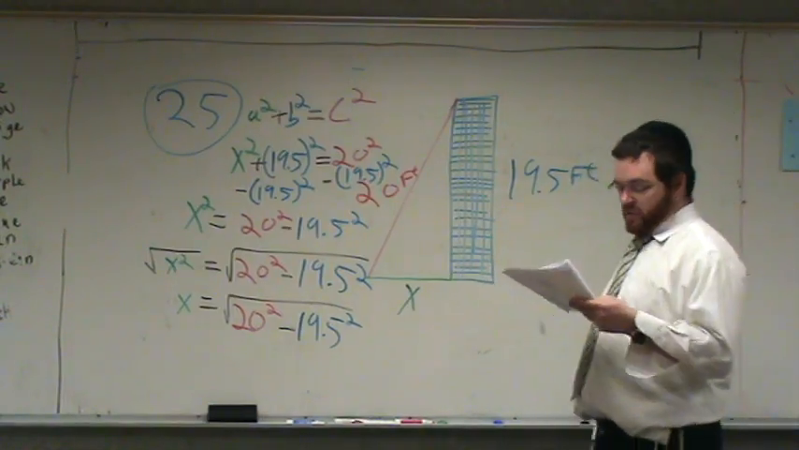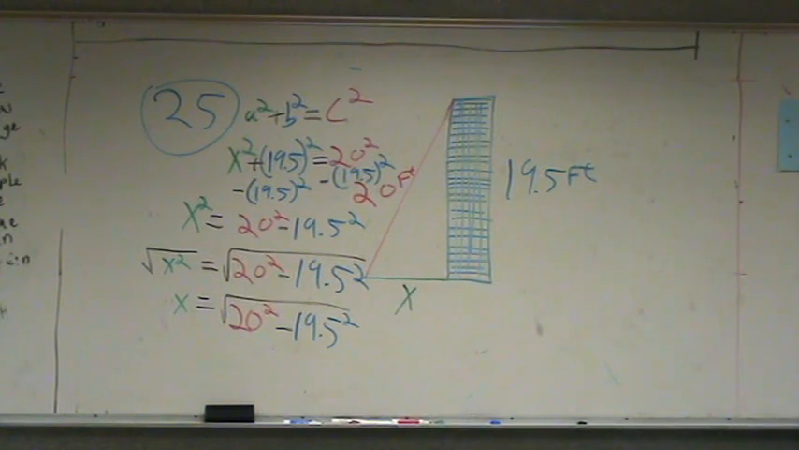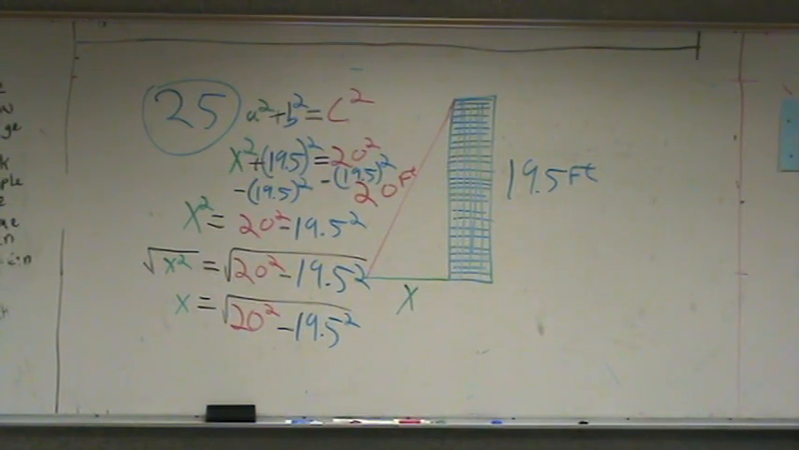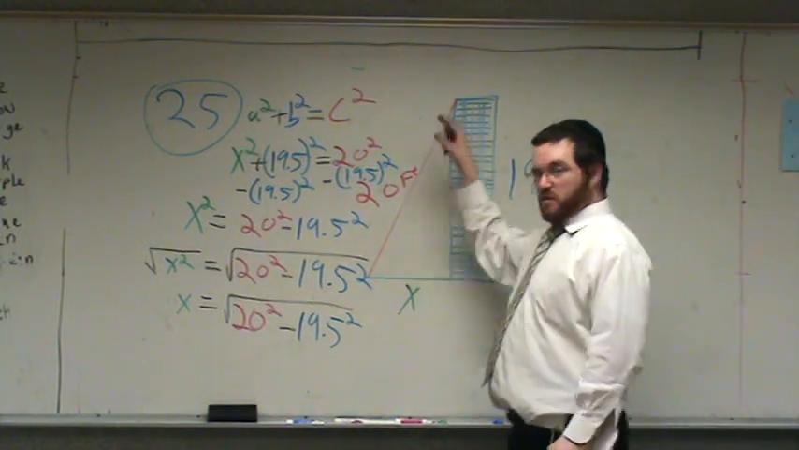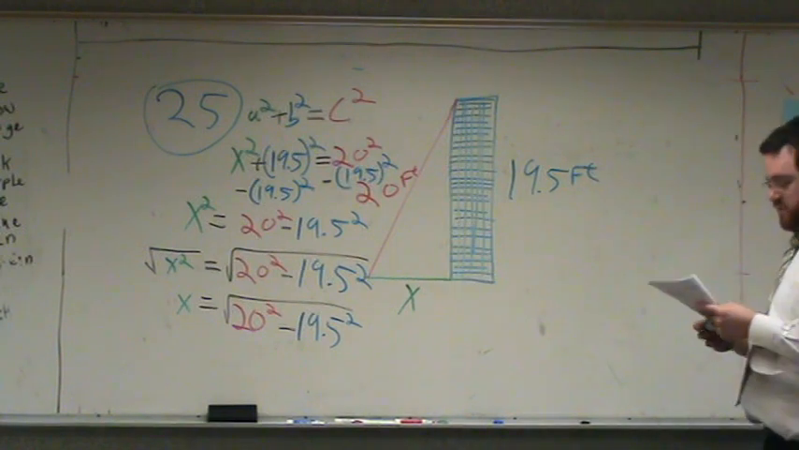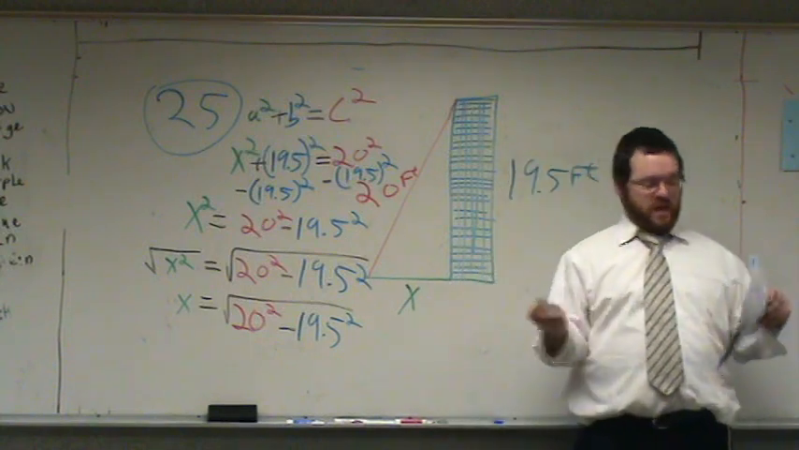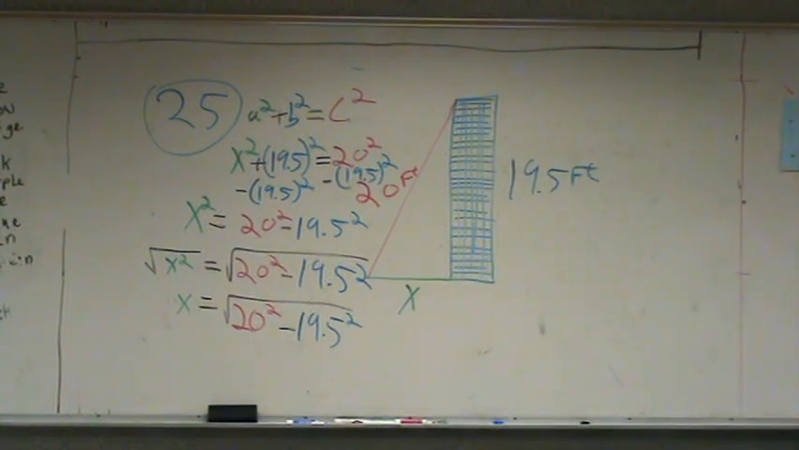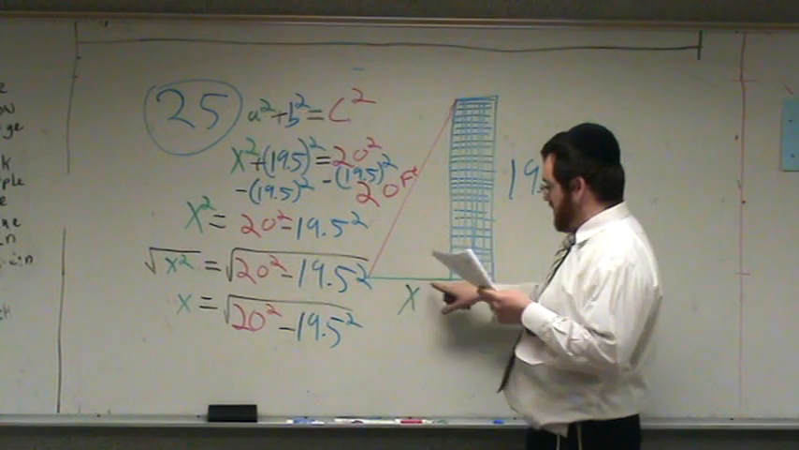Question 25. Don placed a ladder against the side of his house as shown in the diagram below. I made the ladder red, and the house is blue. The grass is green, at least for now. Which equation could be used to find the distance x from the foot of the ladder to the base of the house?